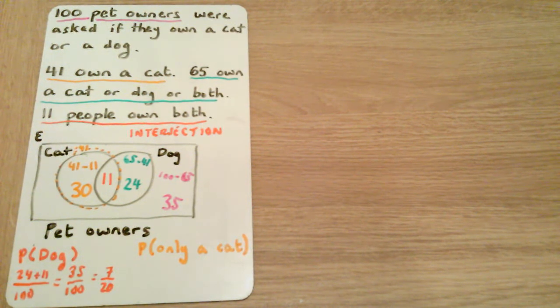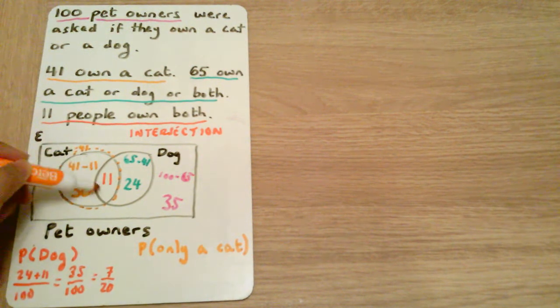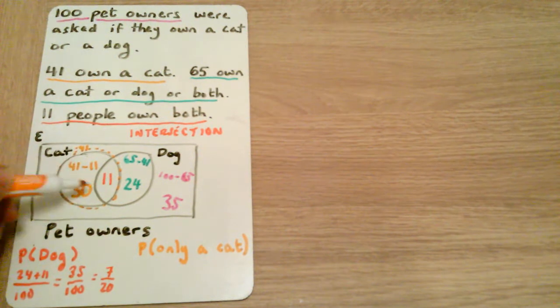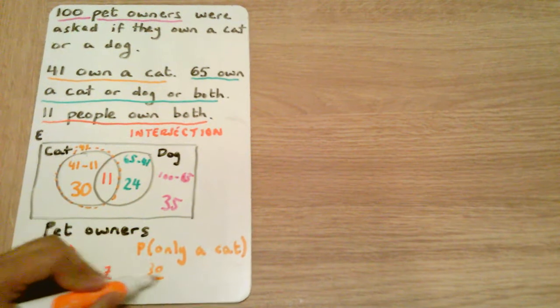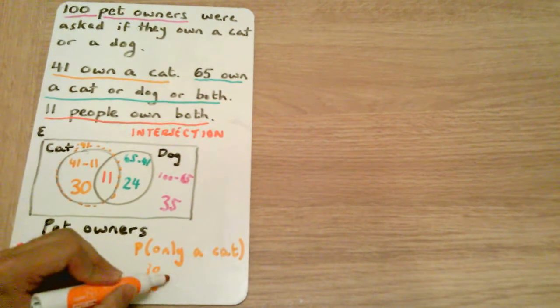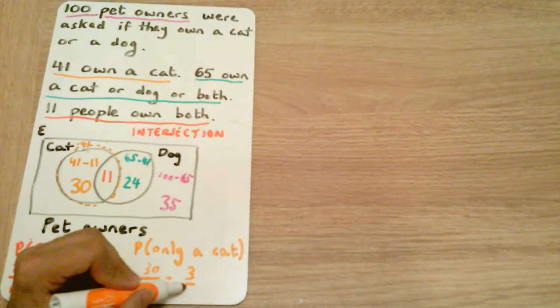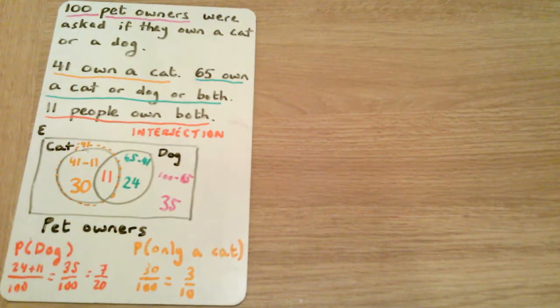Now, the other one is the probability that someone owns only a cat. Only a cat is the people that are just in this portion over here, because these people own both a cat and a dog. Therefore, that is 30 out of 100, which is equal to 3 out of 10. And that's our first example.